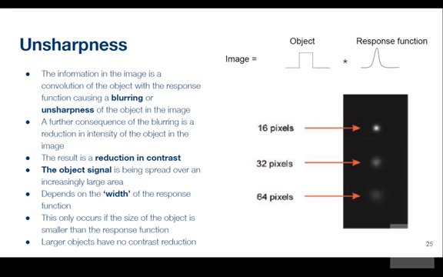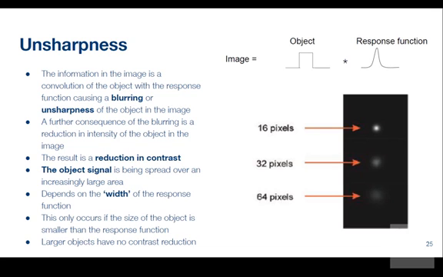So that's something we can't avoid. All we can do is design an imaging system that has the best response function possible for the application that we want to use it for. Now another consequence of this blurring is a reduction in intensity of the object. Okay. And of course, if we reduce the intensity, that goes back to a reduction in contrast.